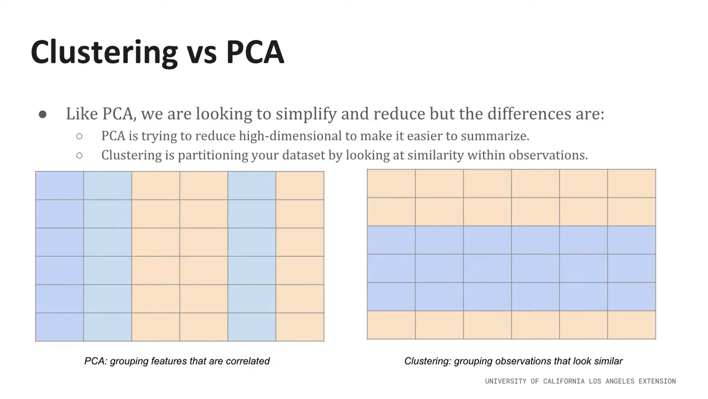Maybe it's by ethnicity or by gender or by Northern California, Southern California, and the blue points, those 3 continuous rows are another group. So it's quite similar in the sense that we're trying, PCA and clustering, we're trying to simplify and reduce, but the distinction is the orientation of feature versus observations. And so keep that in mind as you get familiar with both techniques.